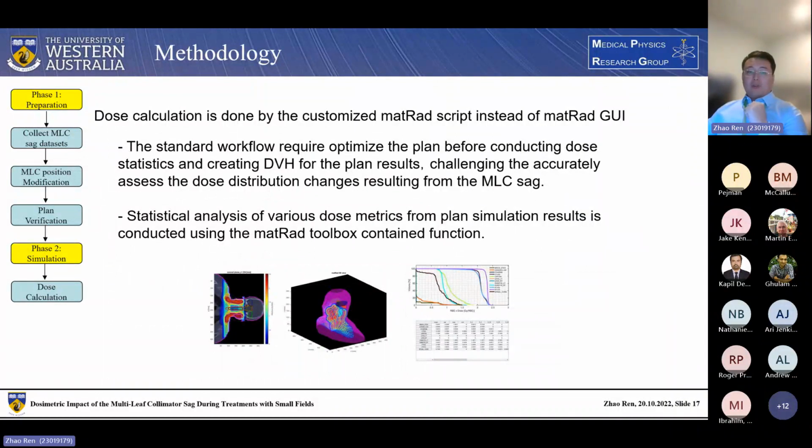The fourth step is dose calculation. The dose calculation is done by a customized MatRad script instead of the MatRad GUI itself, because the standard workflow requires optimizing the plan before conducting statistics and creating deviations in the plan results, which would challenge the accurate assessment of the dose distribution changes resulting from the MLC sag. The statistical analysis of the various dose matrices from the plan simulation results is conducted using functions contained in the MatRad toolbox.